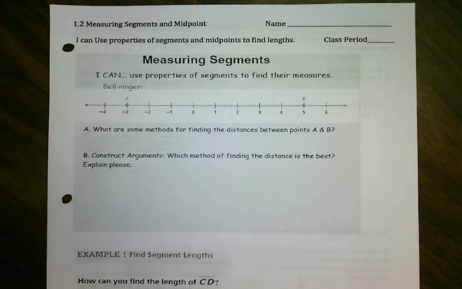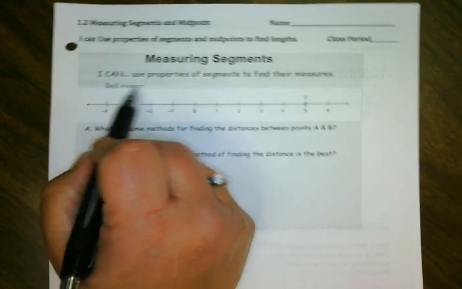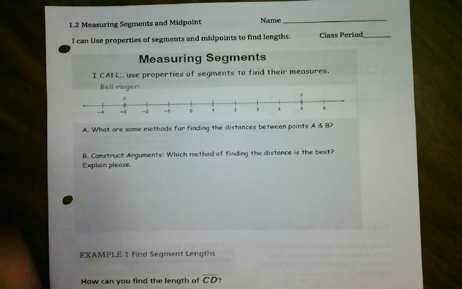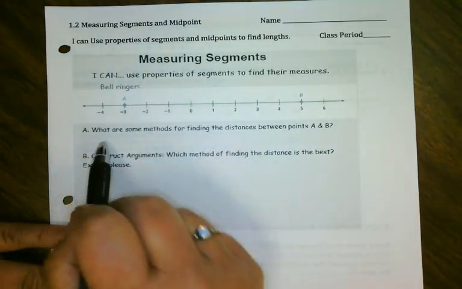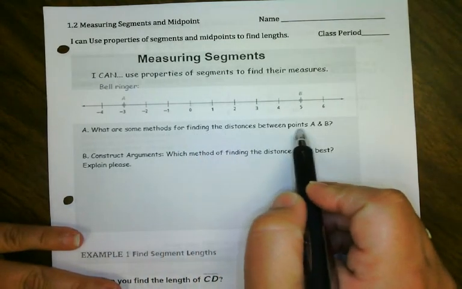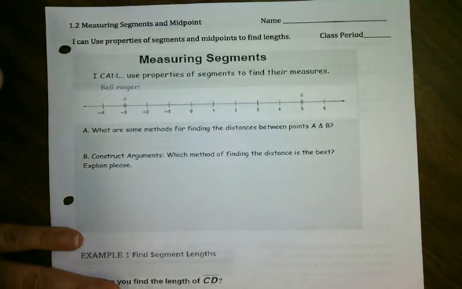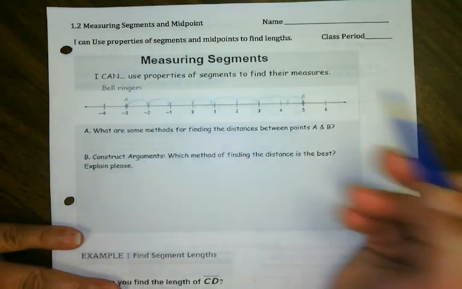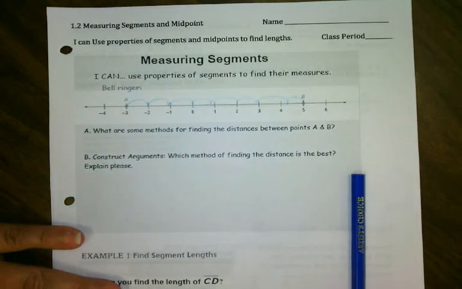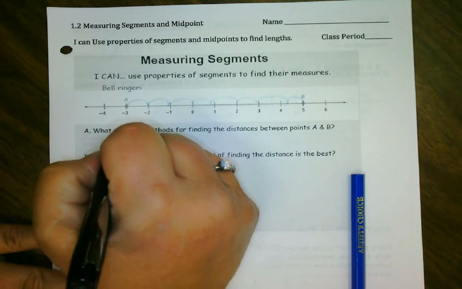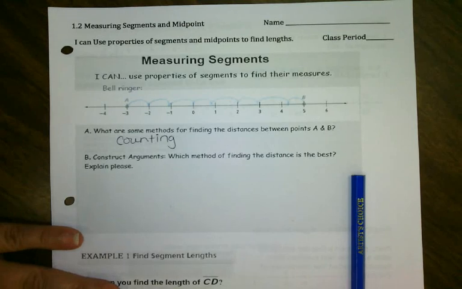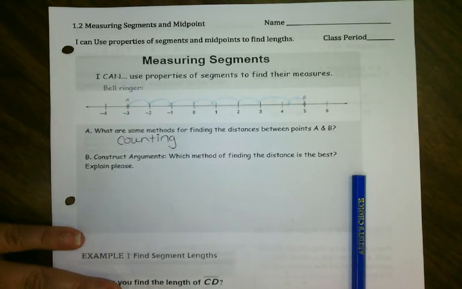solve problems. Okay, this first thing, it's a bell ringer for class, and we've already talked about it in class, so I'm going to talk about it further on the video. It says, what are some methods for finding the distances between points A and B? Several of my students told me that they counted like this to come up with 8, so counting, that's a method. But what if the numbers are so far apart that it would take you 2 or 3 days to count how far they are apart? We don't want to spend that kind of time when we have a math method.